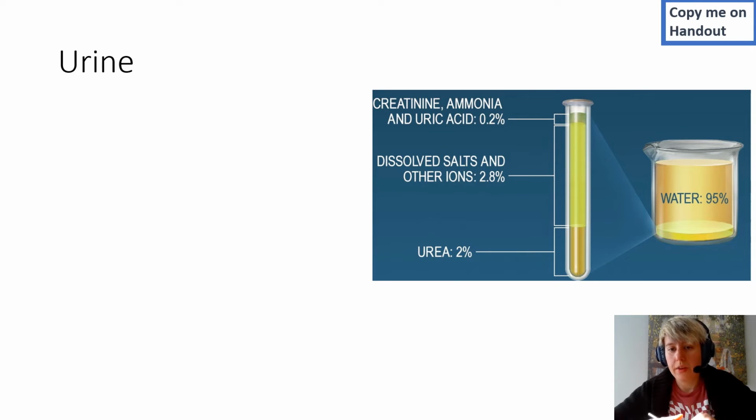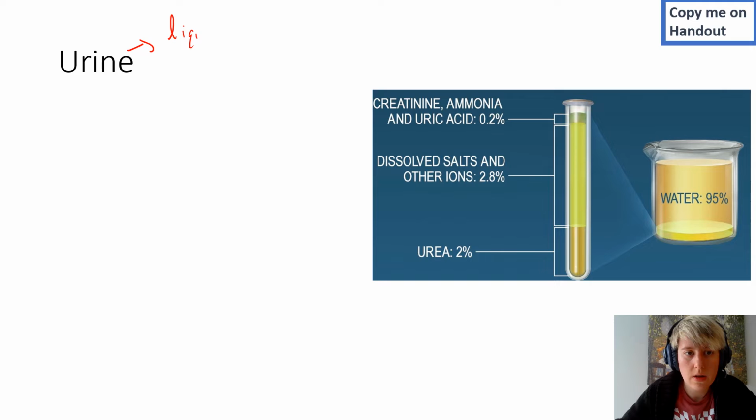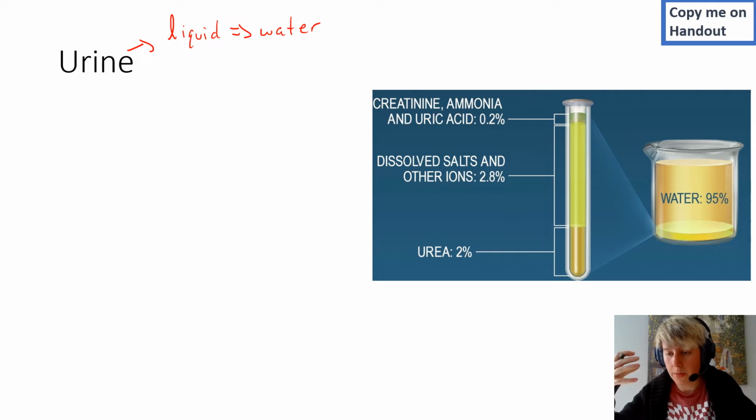So urine. Now, urine, from our diagram that we can see right here, the majority of the component of urine is actually water, which makes sense because if we think about liquids that we have in the body, the main liquid component is going to be water in all biochemical systems, and humans are considered biochemical systems. Water is the main liquid component.